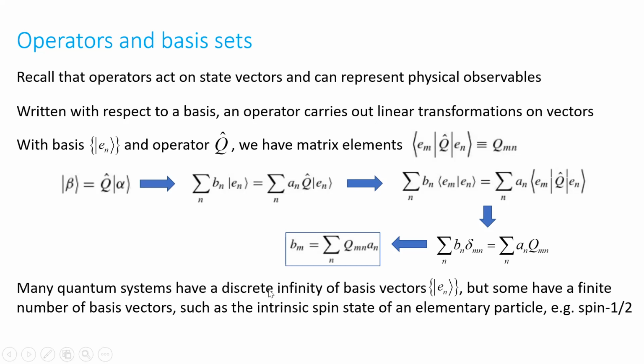Now, many quantum systems have a discrete infinity of basis vectors, and most of the ones we've looked at so far, in fact all of them, have. So the infinite square well, for example, the energy basis is labeled by n equal 1 up to infinity. So it has a discrete infinity of basis vectors. But there are some quantum systems that have a finite number of basis vectors, such as something we'll look at coming up, which you've seen in modern physics, which is the intrinsic spin state of an elementary particle, for example, a spin 1/2 particle. And that has a finite set of basis vectors.